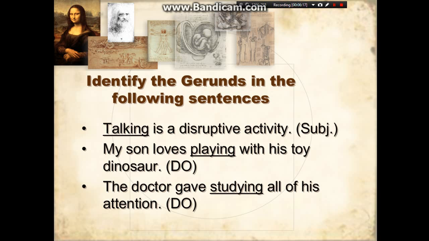All right, and here we go. Talking is a disruptive activity. Talking is your gerund, and it's functioning as a subject. My son loves playing with his toy dinosaur. What does my son love? He loves playing. Playing is your gerund, and it's functioning as a direct object.